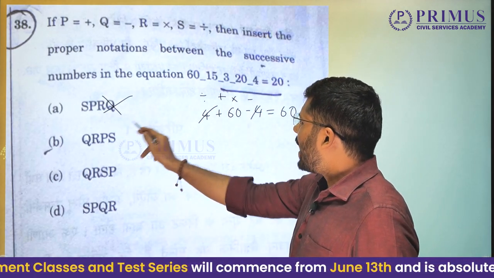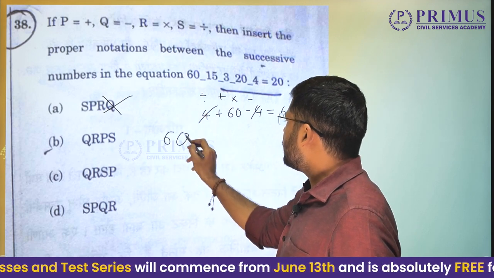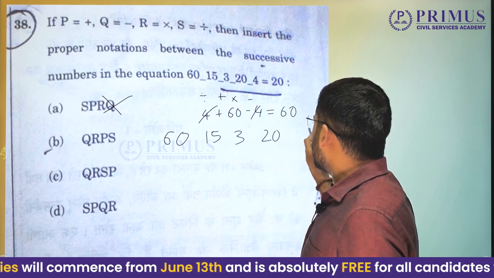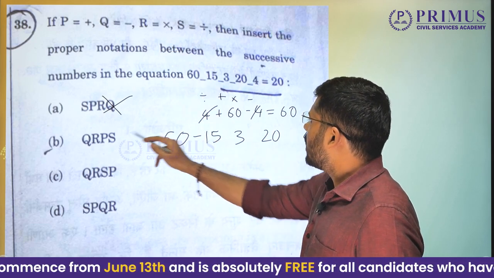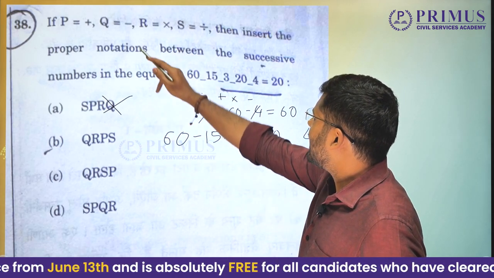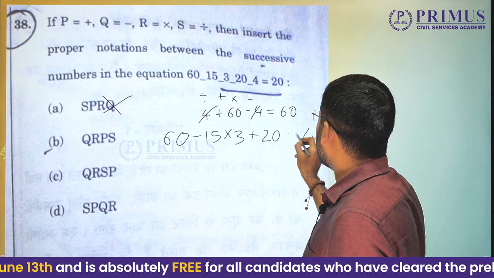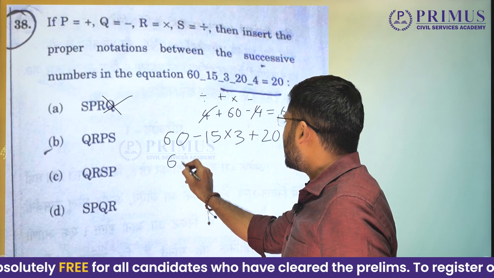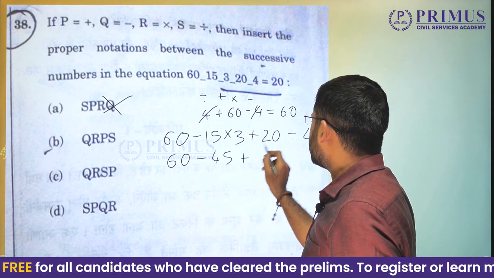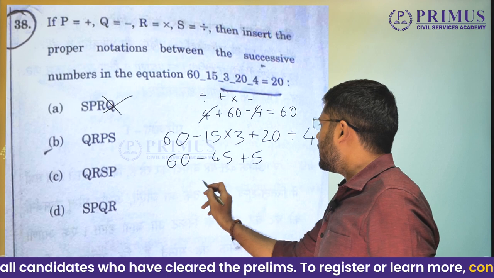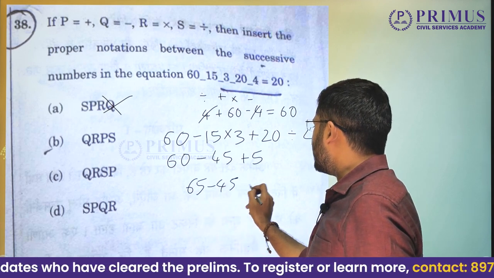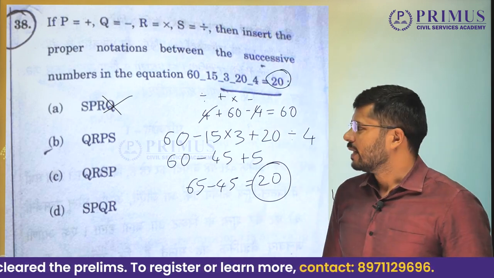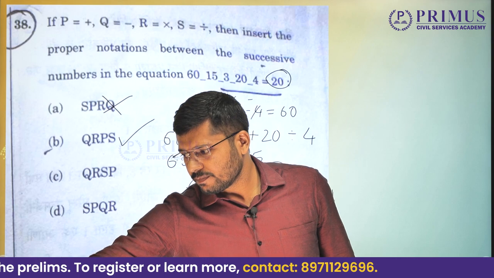Option B says QRPS. So 60, 15, 3, 20, 4. Q is minus, R is into, P is plus, and S is divided by. So BODMAS will ask us to do multiplication and division first. So this will be 60 minus 45 plus 5. So this will be 65 minus 45 and that is equal to 20. So we got the desired result. So our answer is option B.